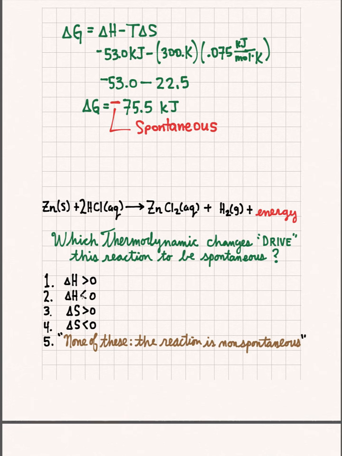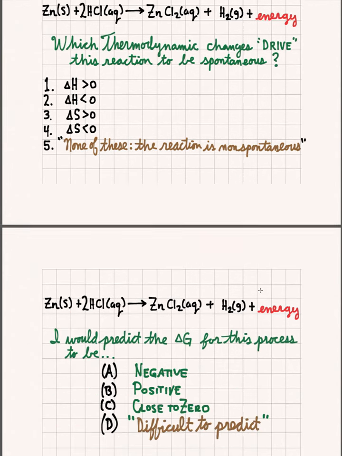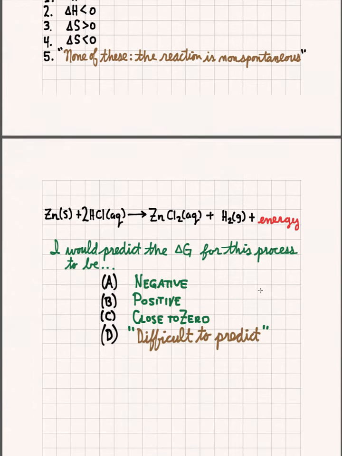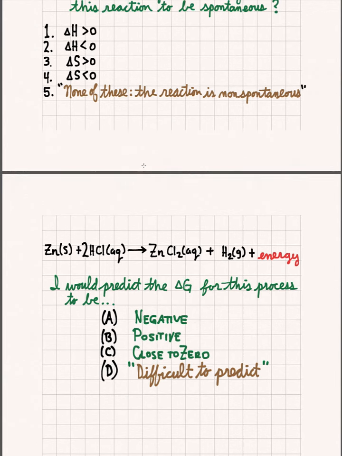So choice 2, which has my enthalpy being negative, and choice 3, which has my entropy being positive, both of those actually drive this reaction forward. If I had numbers, I could plug them into the delta G equals delta H minus T delta S. Would you predict the delta G to be positive, negative? Oh yeah, well, if I know if I add a metal to acid, it goes forward, so I already know the delta G is going to be negative.